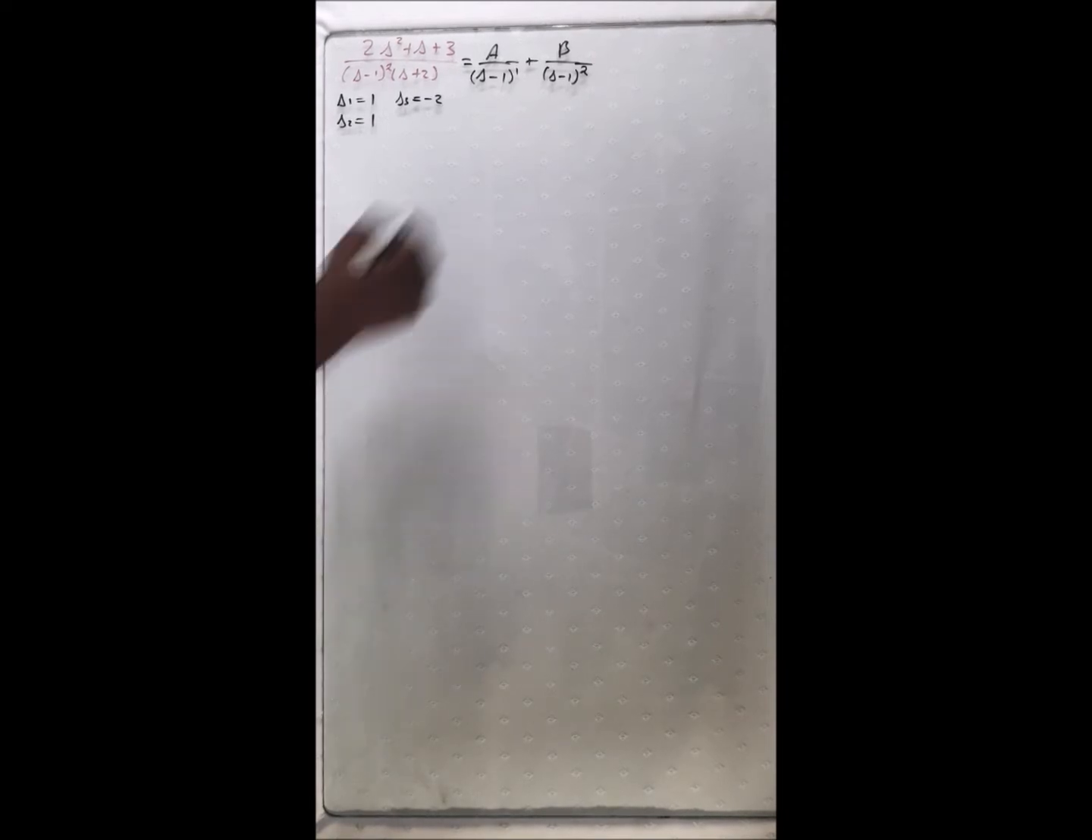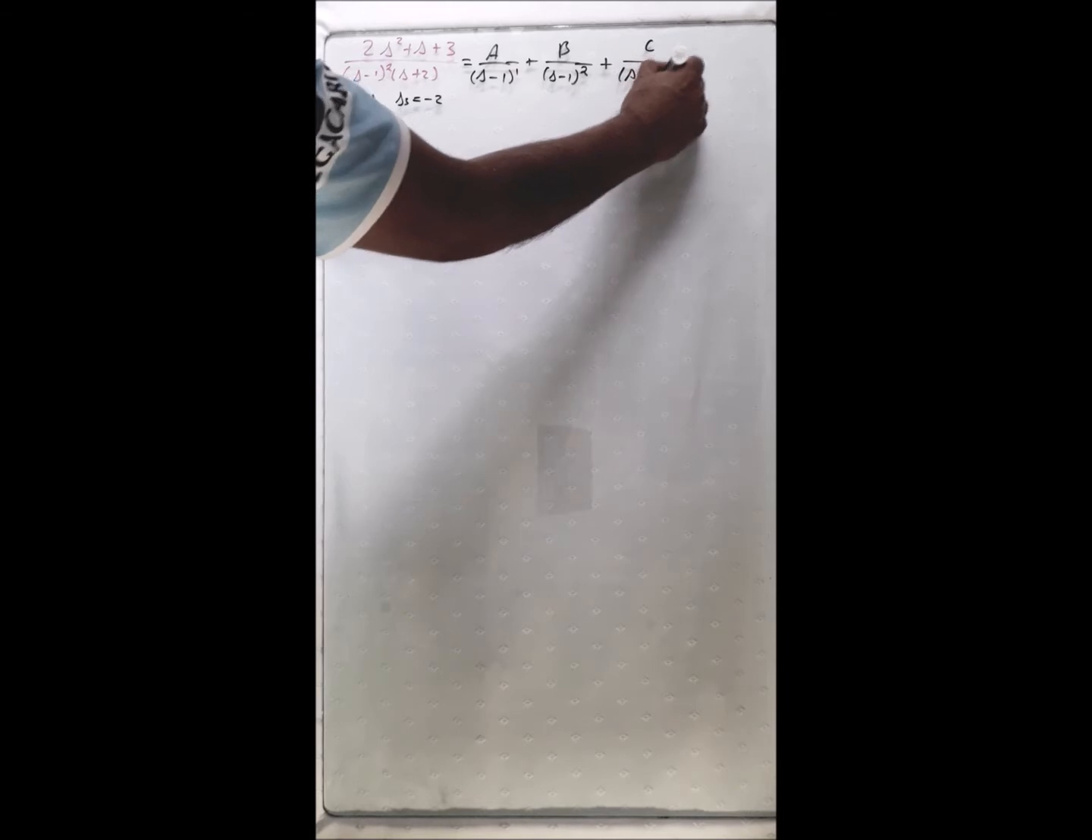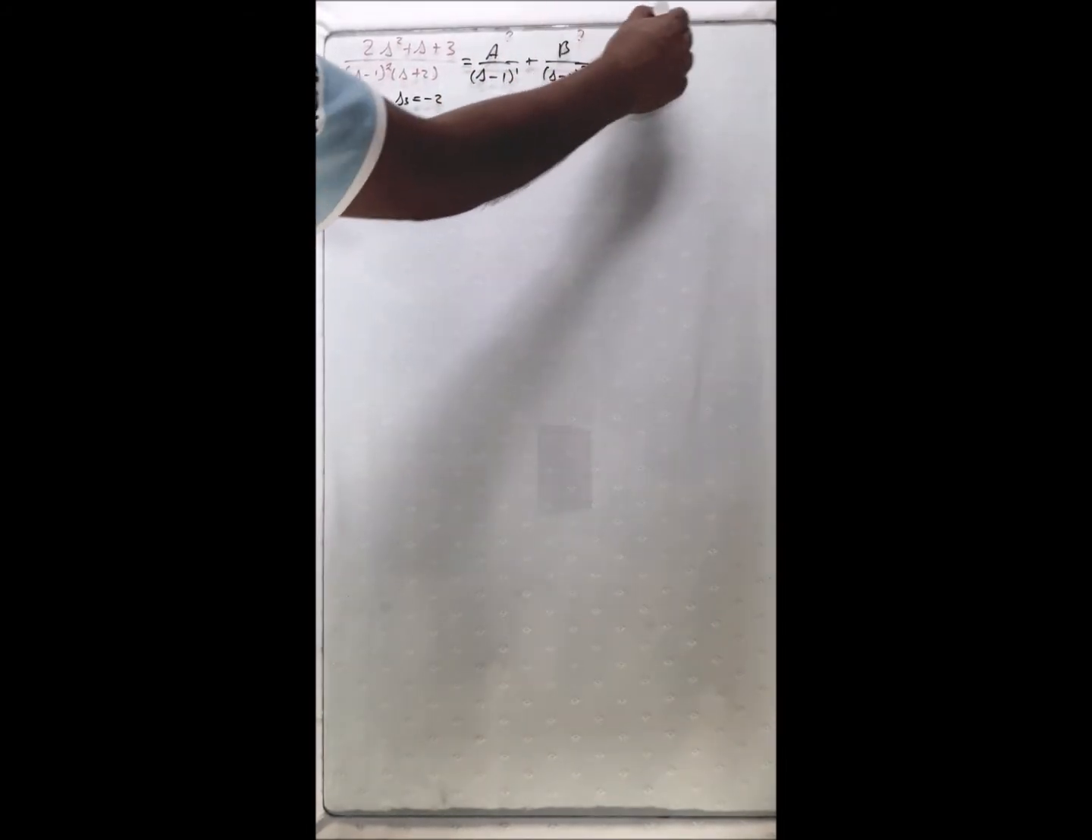So the difference, and the repetition, is in the square there. Okay, plus C over S plus 2. Okay, so now the task is to find the values of A, B, and C.